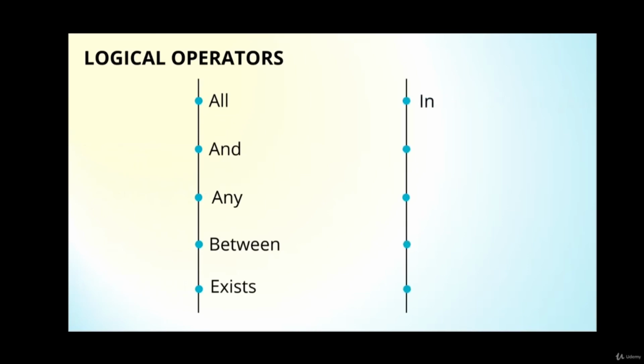So let's see what a logical operator is. A logical operator allows you to test for the truth of a condition. SQL provides 10 logical operators. First is ALL, AND, ANY, BETWEEN, EXISTS, IN, LIKE, NOT, IS NULL, and UNIQUE. In this lecture, we will see all of these operators in detail.